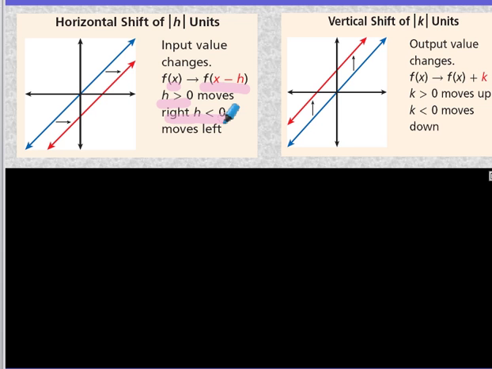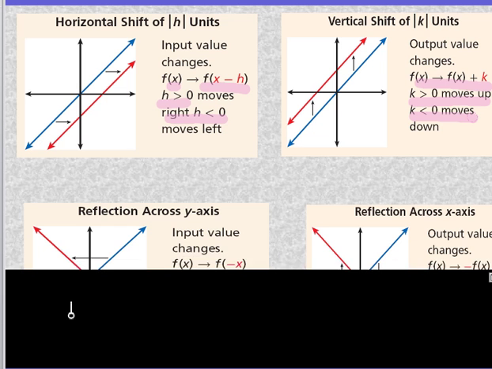We'll see that later. Vertical shift moves up and down the y-axis, and as it says here, the rule is f of x gets replaced by f of x plus k. So you take the function equation and you add a k to the end of it, and then simplify if you can. If k is greater than 0, you move up. If k is less than 0, you move down.